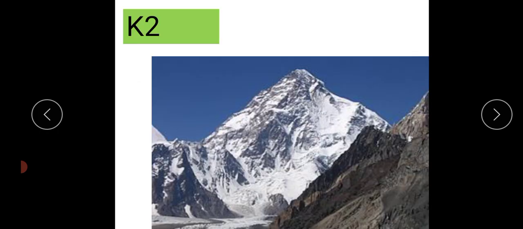Now this is the picture of K2 and some of the Nepalis have also crossed this summit in this year in the winters, which was a very dangerous task to be completed, but they have done it.